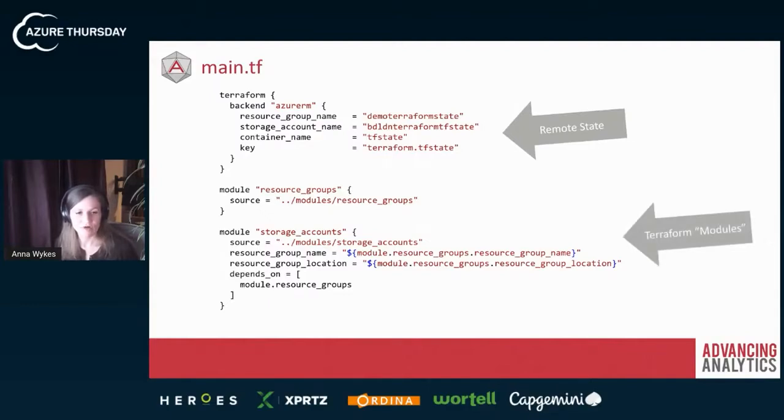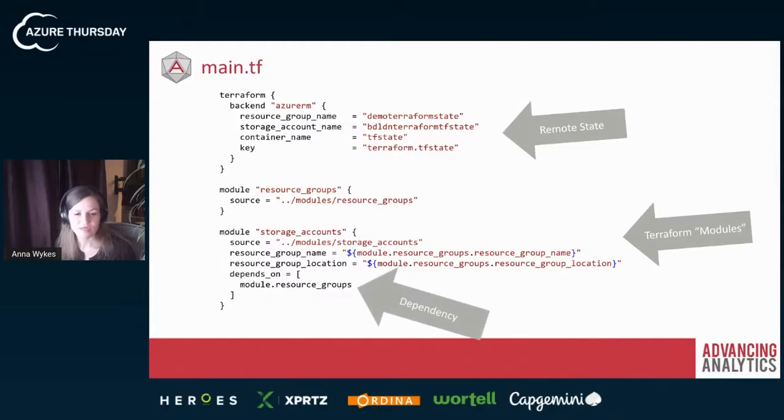And then here we've got our Terraform modules. So I talked about we've got modules that break down into different components, so different areas. So essentially, we've got examples here of where we're breaking it down into resource groups and storage accounts. And that is defined in our main.tf. So we're saying I'm going to work with the resource group module and the storage account module.